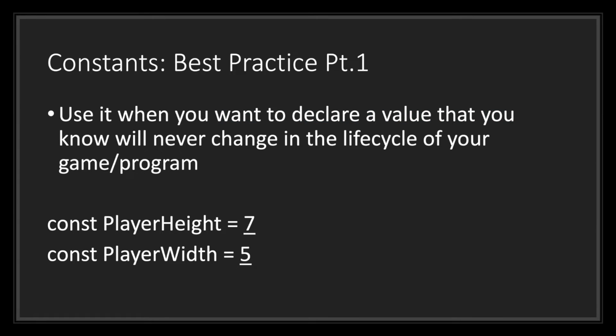I recommend using constants when you want to declare a value that you know will never change in the life cycle of your game. For example, you may have a player, and that player may have a height and a width. Instead of injecting the raw literal value all over your code, assign that value to a constant, and then assign that constant to your code. This is good practice because the player height and player width will most likely never change throughout the game lifecycle. And if you do happen to want to change the value, all you have to do is change one line of code and it propagates to the rest of your code.